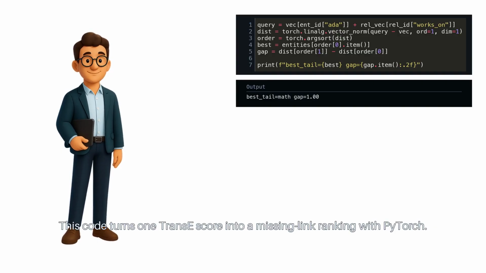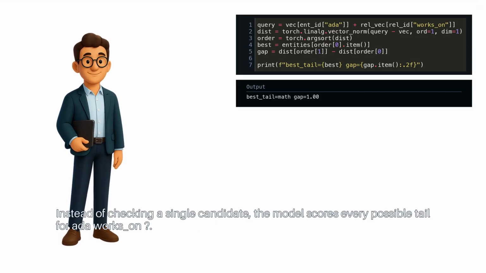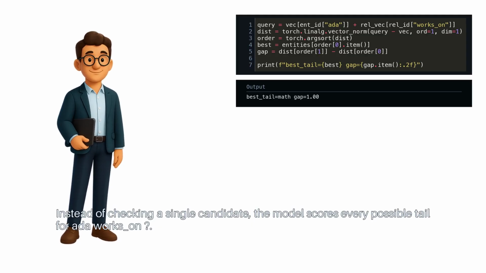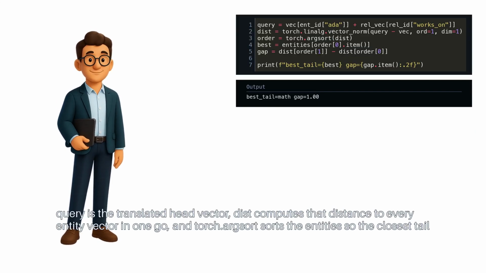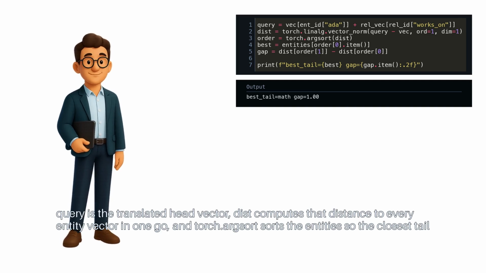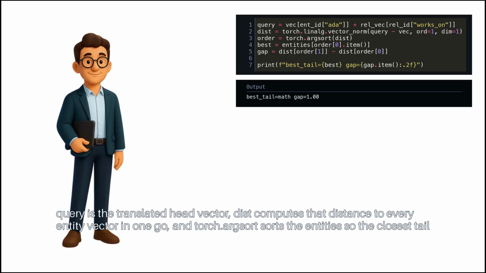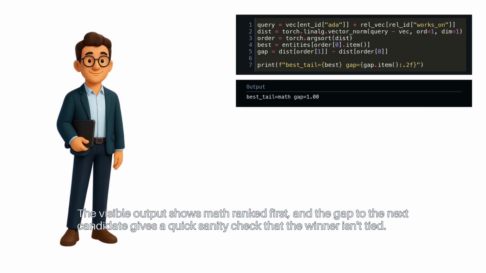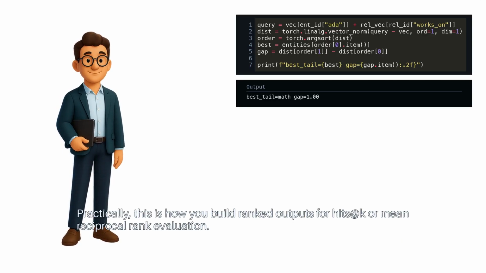This code turns one TransE score into a missing link ranking with PyTorch. Instead of checking a single candidate, the model scores every possible tail for Ada works on ?. Query is the translated head vector. Dist computes that distance to every entity vector in one go, and torch.argsort sorts the entities so the closest tail comes first. The visible output shows math ranked first, and the gap to the next candidate gives a quick sanity check that the winner isn't tied. Practically, this is how you build ranked outputs for hits at K or mean reciprocal rank evaluation.